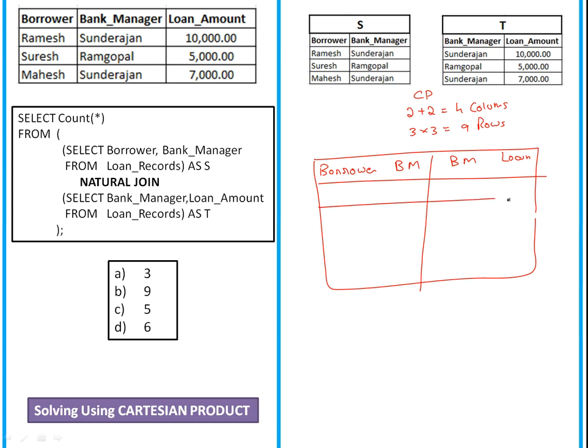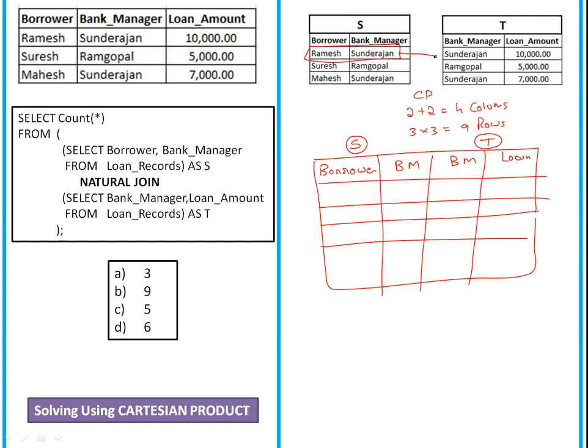This part I call it as S, this part I call it as T, just for writing logic. So I am writing only for one sample. So this row will repeat 3 times. So I am writing Ramesh, Ramesh, Ramesh, Ramesh. Next one is Sundar Rajan. I am putting Sundar. So I have written 3 times.